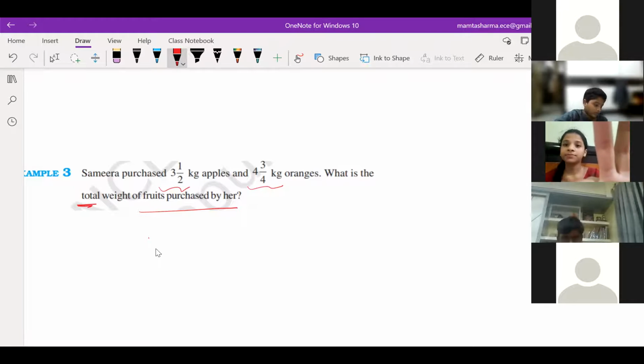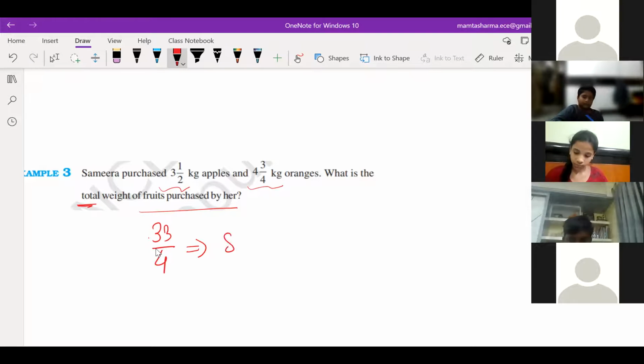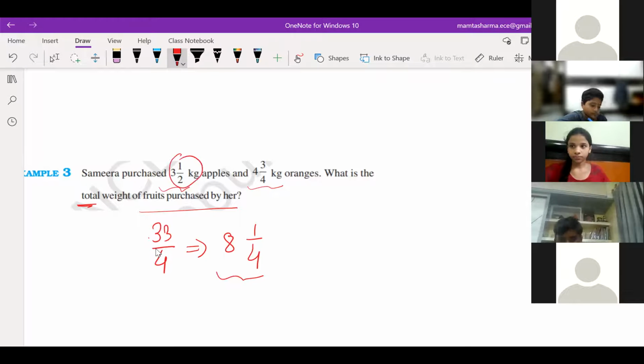Ma'am, she purchased 33 by 4 kg of oranges, in improper fraction. 33 by 4, which can be converted into a mixed fraction, which is 8, 32. So we can use the quotient remainder by divisor property, and it will be 8 1 by 4. Very good. So Ritvik told the final answer. It would be a mixed fraction, 8 1 by 4, because it was an improper fraction.